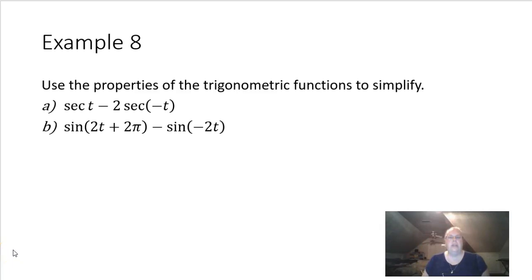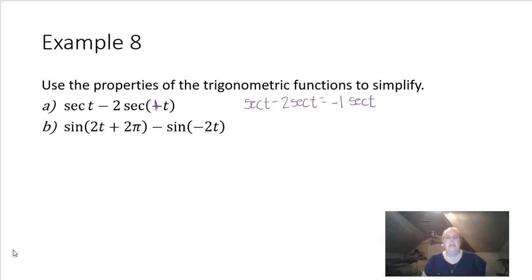Example 8, we're going to use the properties of trigonometric functions to simplify. Specifically, we're looking at odd and even. Now, the secant and the cosine are both even functions. What that tells me is when I take the secant of a negative angle, it's the same thing I'm going to get if I take the secant of a positive angle. So if I take the secant of t and subtract 2 secant t, that's just going to give me negative 1 secant t.